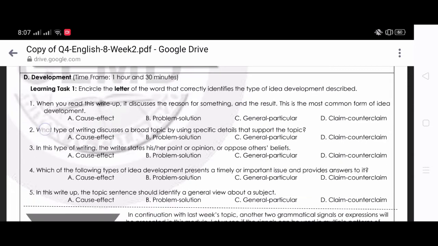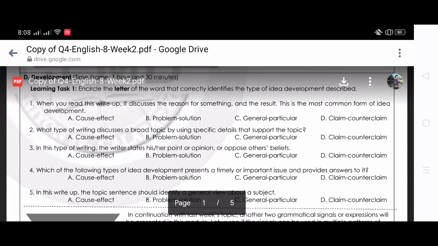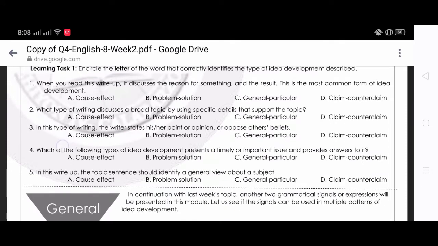Okay? So, sa number 2, yan. What type of writing discusses a broad topic by using specific details that support the topic? Okay? Same answer. Letter C. Okay? Kasi may isang broad topic, isang general na idea, tapos may mga examples or mga supporting details. Okay? So, that's general to particular. Okay? Ito naman, number 3. In this type of writing, the writer states his or her point or opinion or oppose others' beliefs. O napag-usapan na natin yan. Sagot ay letter D. Claim, counterclaim.